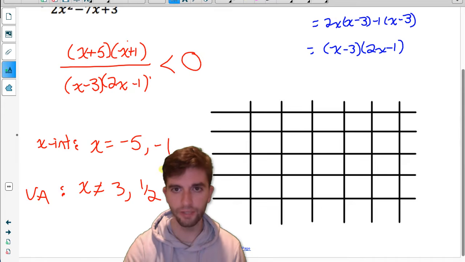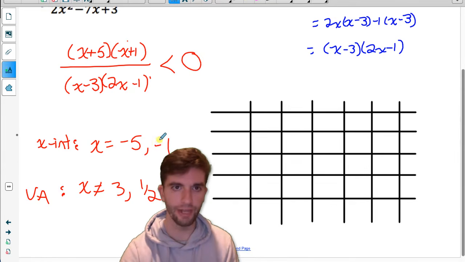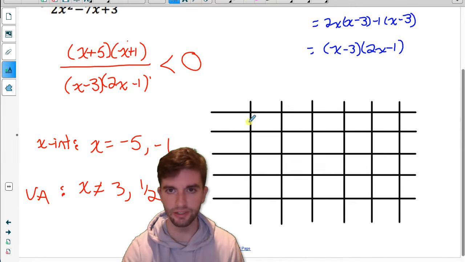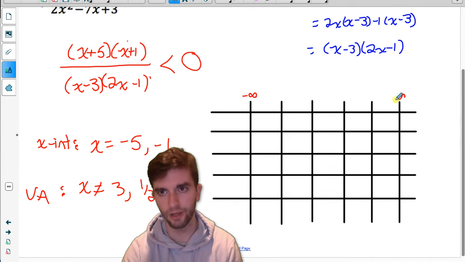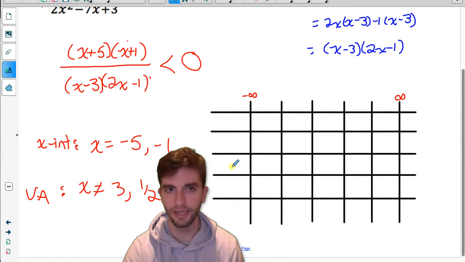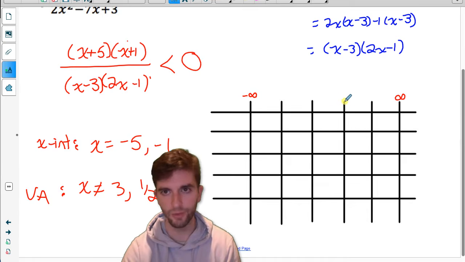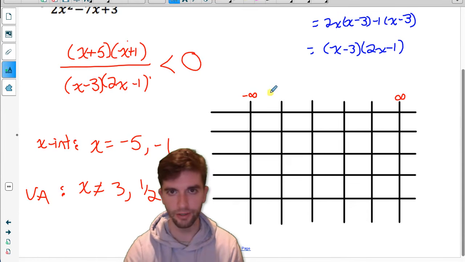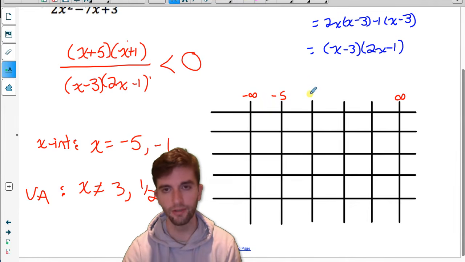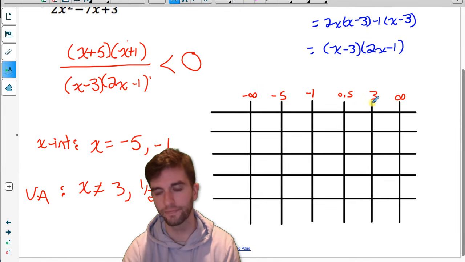Okay, so I very carefully picked how many horizontal and vertical lines to have here. Let me explain how I chose each of those amounts. The vertical lines are the dividing points for our intervals. We'll always put negative infinity on the left, positive infinity on the right, and then I needed a vertical line for each of the x-intercepts and for each of the vertical asymptotes. And make sure we write them in ascending order. So -5, then -1, then a half, then 3.